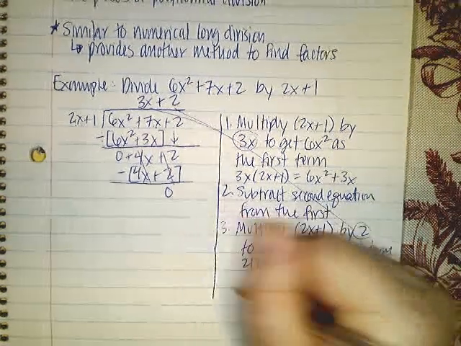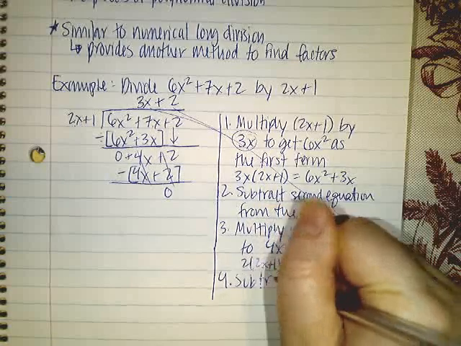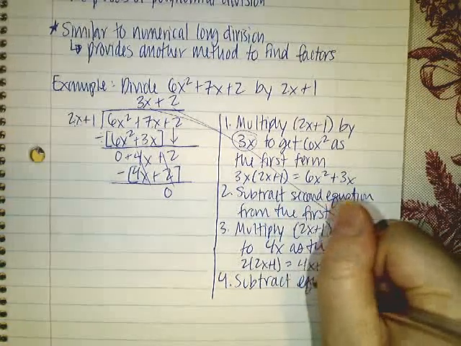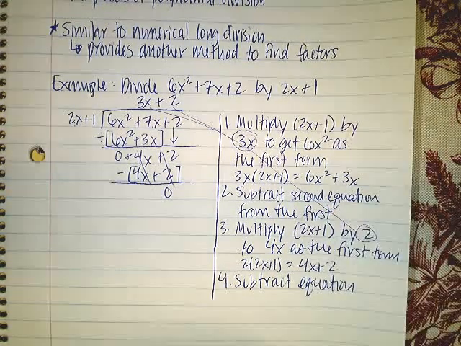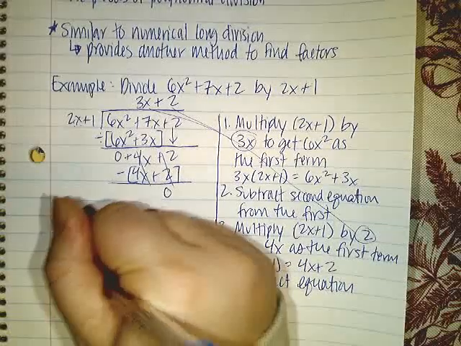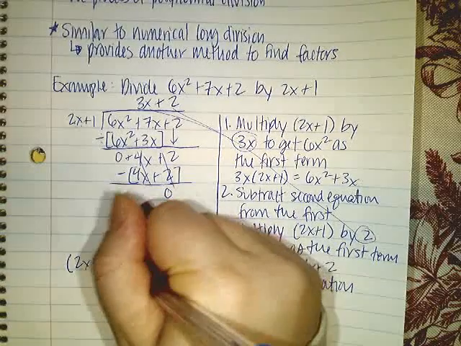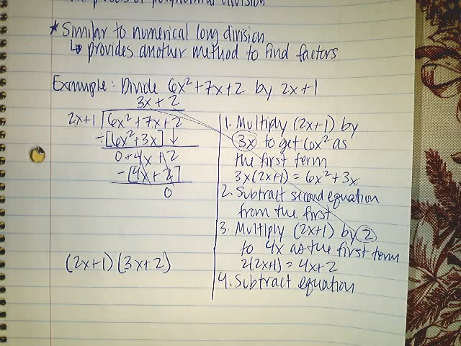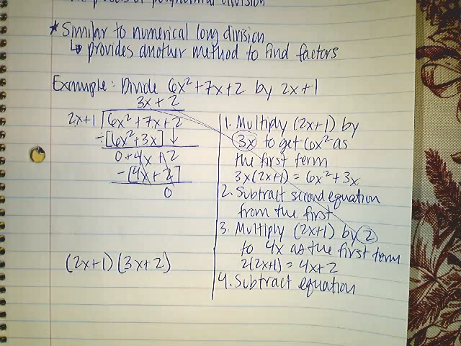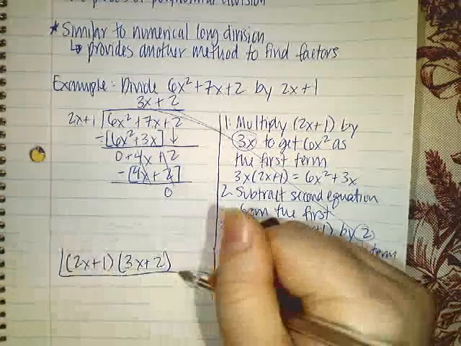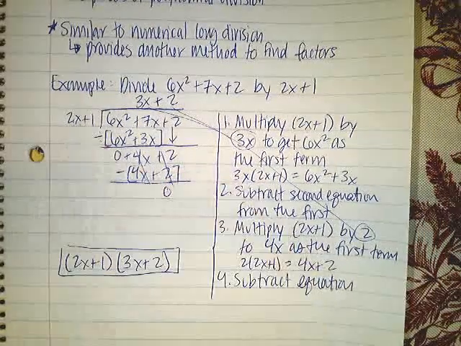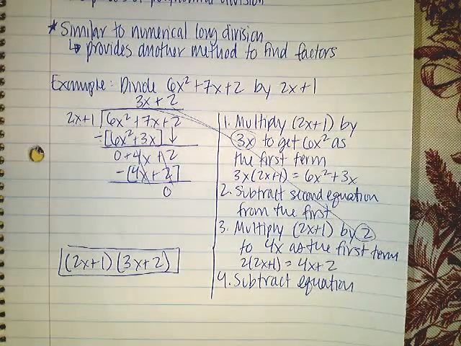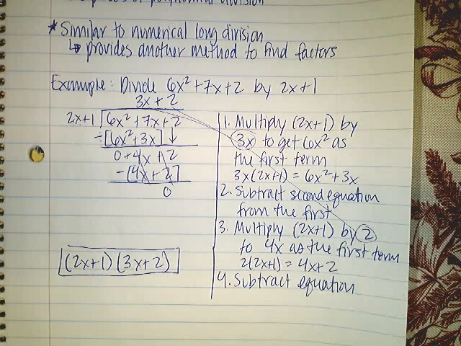So I subtract again. I now know that 2x plus 1 times 3x plus 2 will give me 6x squared plus 7x plus 2. So I was able to find my two factors and see that 2x plus 1 was indeed a factor by using polynomial long division.